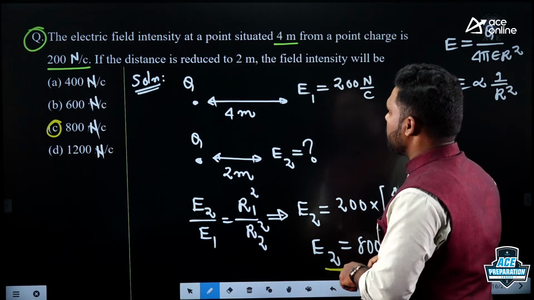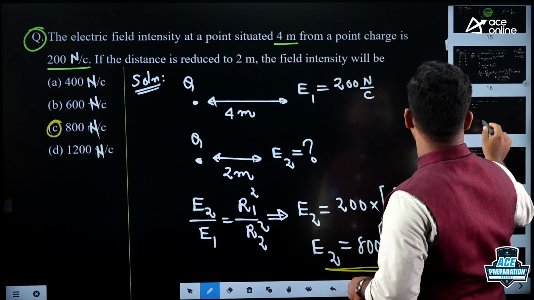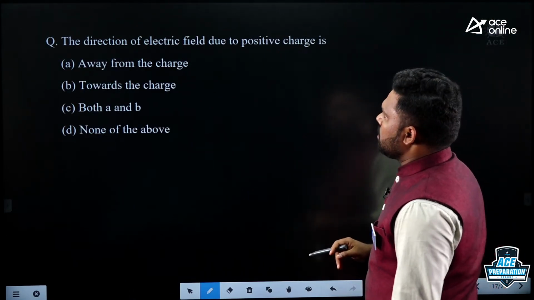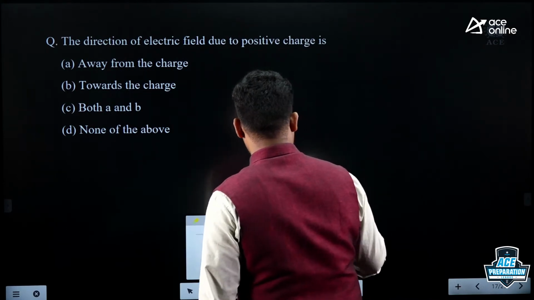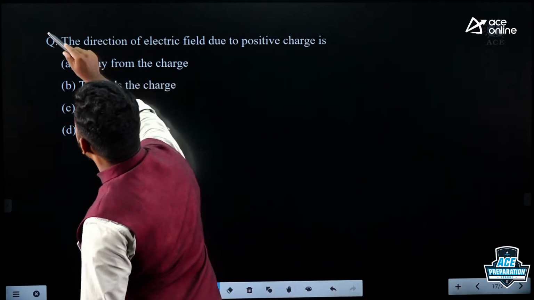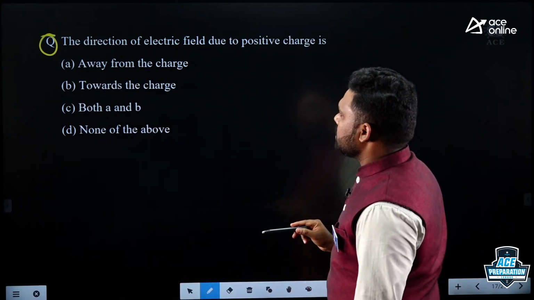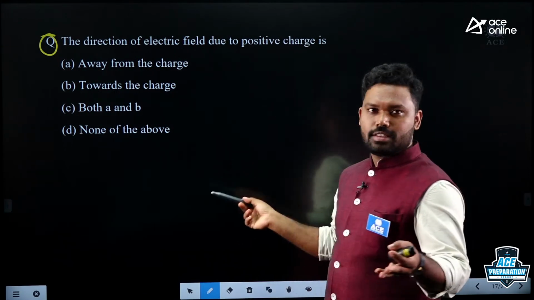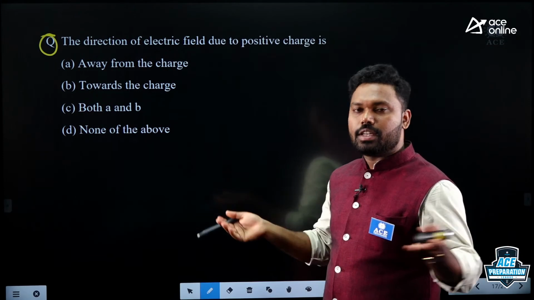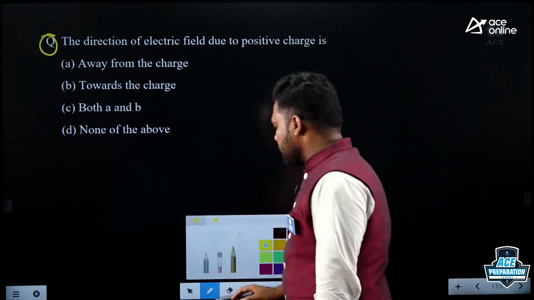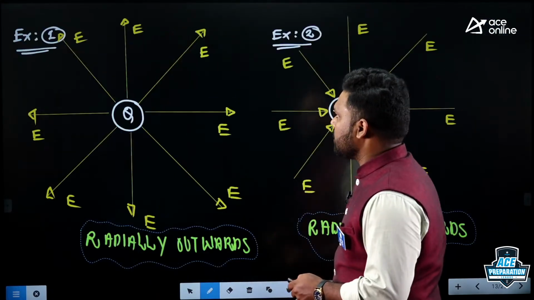Okay friends, let us have one more question. The direction of electric field due to positive charge. Away from the charge, isn't it? Suppose it is a positively charged one, electric field lines are away from this one, radially outwards. Suppose it is a negatively charged one, that is radially inwards. Let me go back, I have given this explanation already.